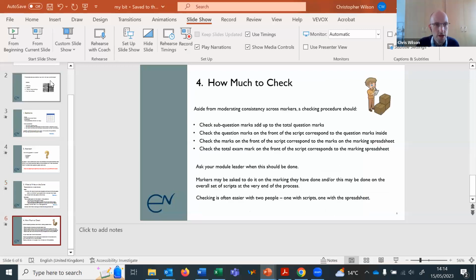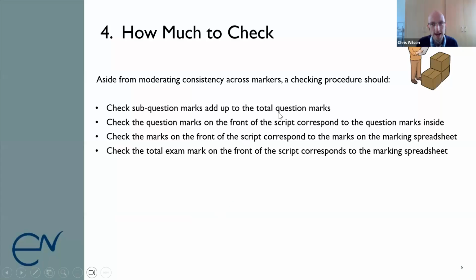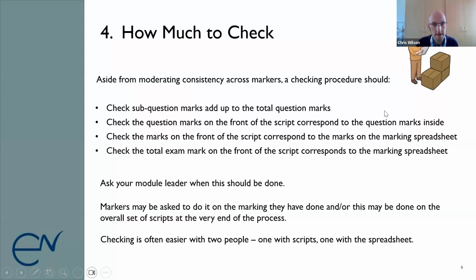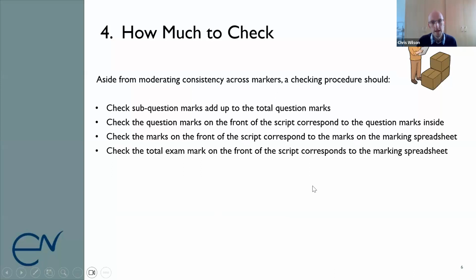Finally, let's just move on to how much to check at the end of the process here. So at some point after the marking, a checking procedure should take place. John's talked about the inter-marking consistency, checking that I'm being consistent with John. But here I'm talking about the intra-marking consistency. Have I, as a marker, done things properly?